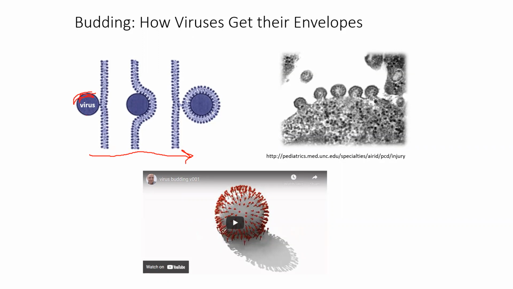And as it pushes its way through the cell membrane, so this here is the cell plasma membrane, right? It's a phospholipid bilayer. So as it pushes its way out of the cell, it takes part of the plasma membrane with it, okay? And that is the envelope. And so we call this process of pushing itself out of the plasma membrane budding, okay? And when the bud pinches off, the plasma membrane reseals behind it. So this form of exiting the cell does not kill the cell, okay?